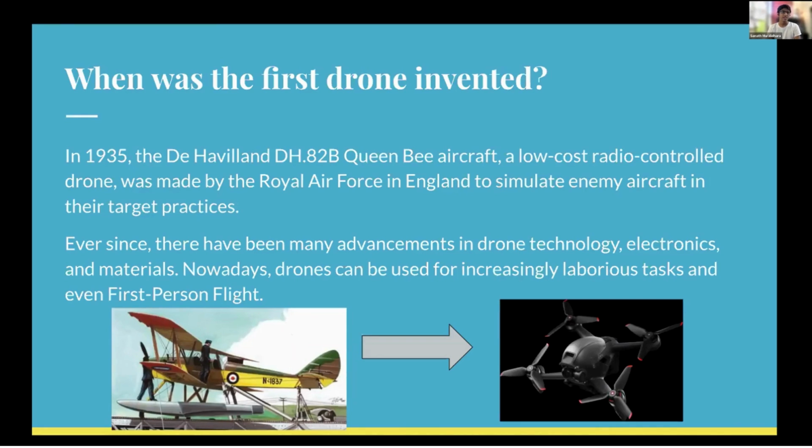So, as you can see on the left, that's the de Havilland drone, and on the right, that's the new DJI FPV drone, which is a much more technologically advanced drone. Nowadays, drones can be used for increasingly laborious tasks and even first-person flight, as you can see. Next slide, please.